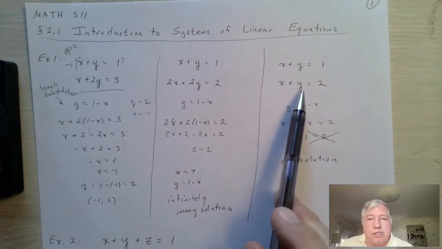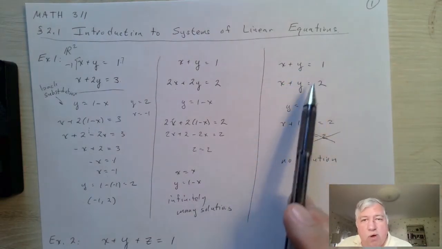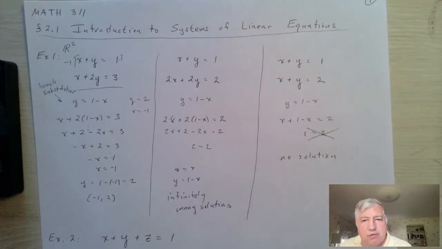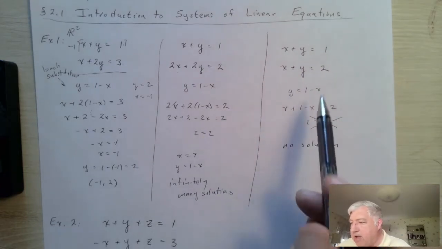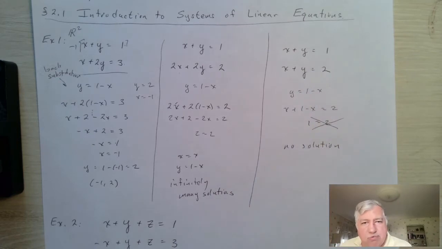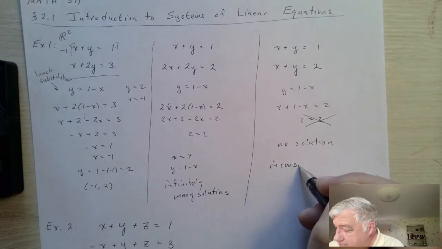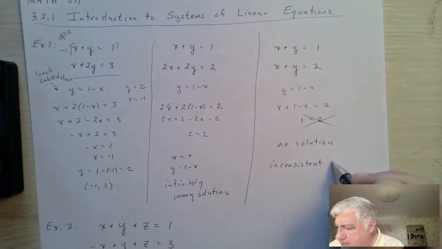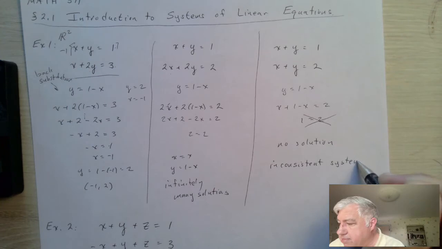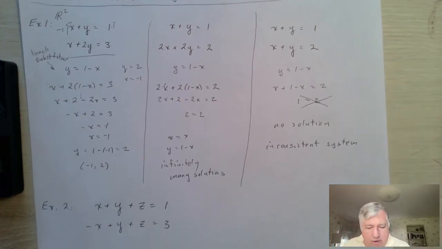And of course, we can see right away that there's no way that 1 can equal 2, so this has no solution. If you were to look at these lines, these would be two parallel lines. This would also be called an inconsistent system of equations.